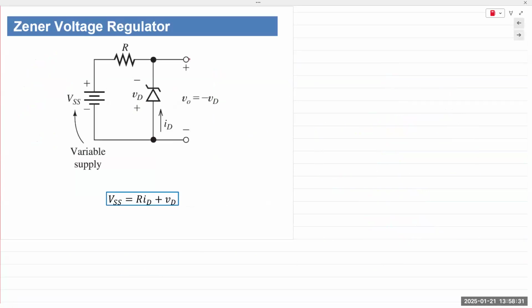This is how we would use a Zener diode as a regulator. We would simply connect it in parallel with our load resistor, RL. Note the polarity for the diode. VD is minus at the top, plus at the bottom, because the anode is at the bottom. But the Zener diode voltage, VZ, will be equal to VO. VZ would be equal to VO, which would be equal to minus VD.